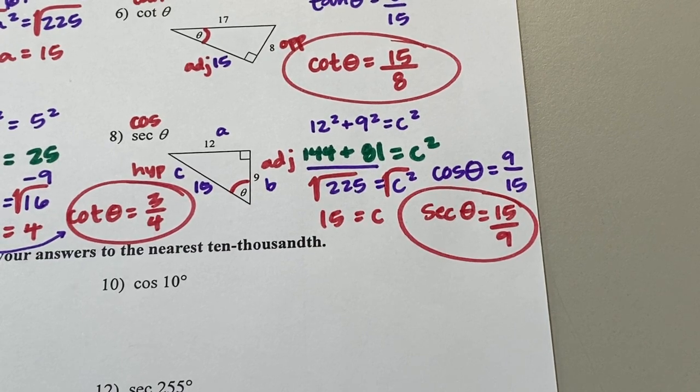Nice. Show me a fist of five on the reciprocal idea. You might have to use the Pythagorean theorem to find missing sides of triangles. You guys are upper level. You're not just adding and subtracting anymore.